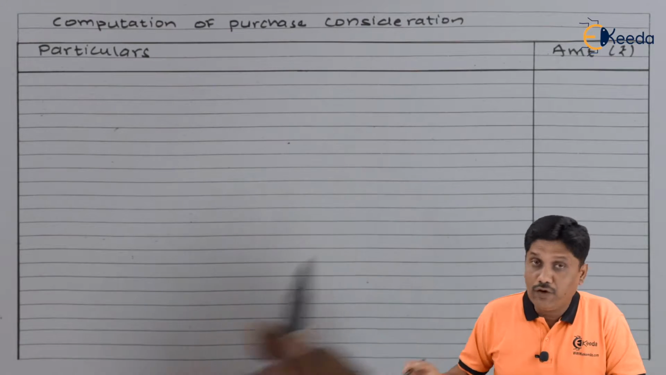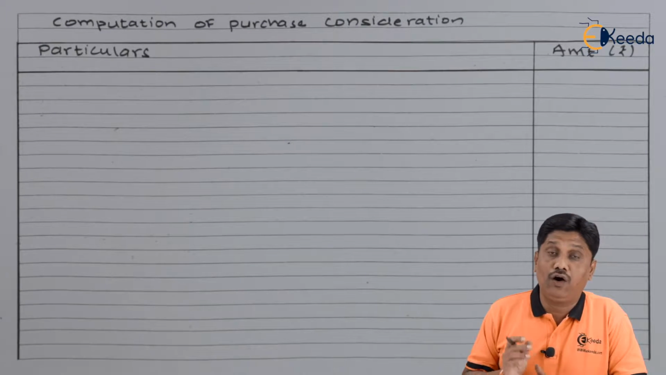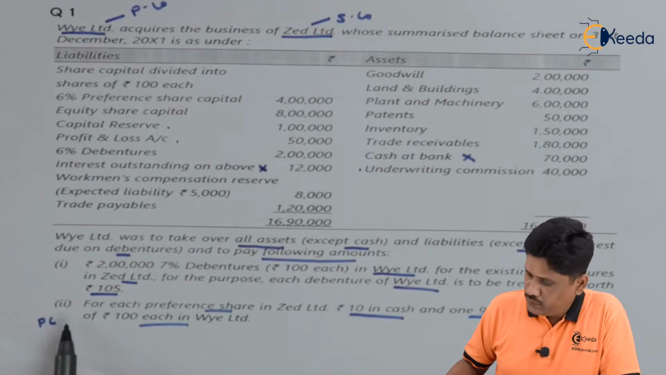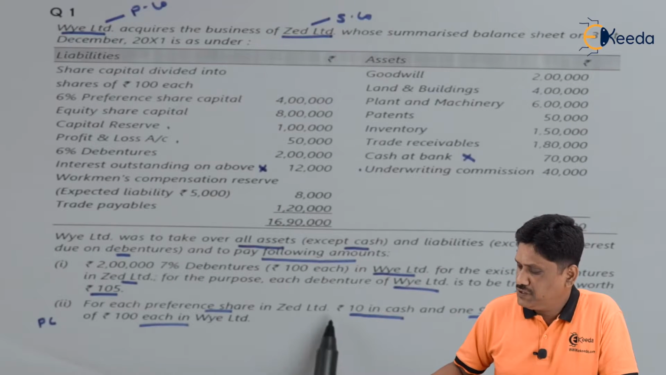Friends, I am ready with this format. In this format, I need to write all items of PC, that is purchase consideration, which is received by the shareholder. For that purpose, I need to see the question again. In your point number 2, they mentioned for each preference share in Z Limited.